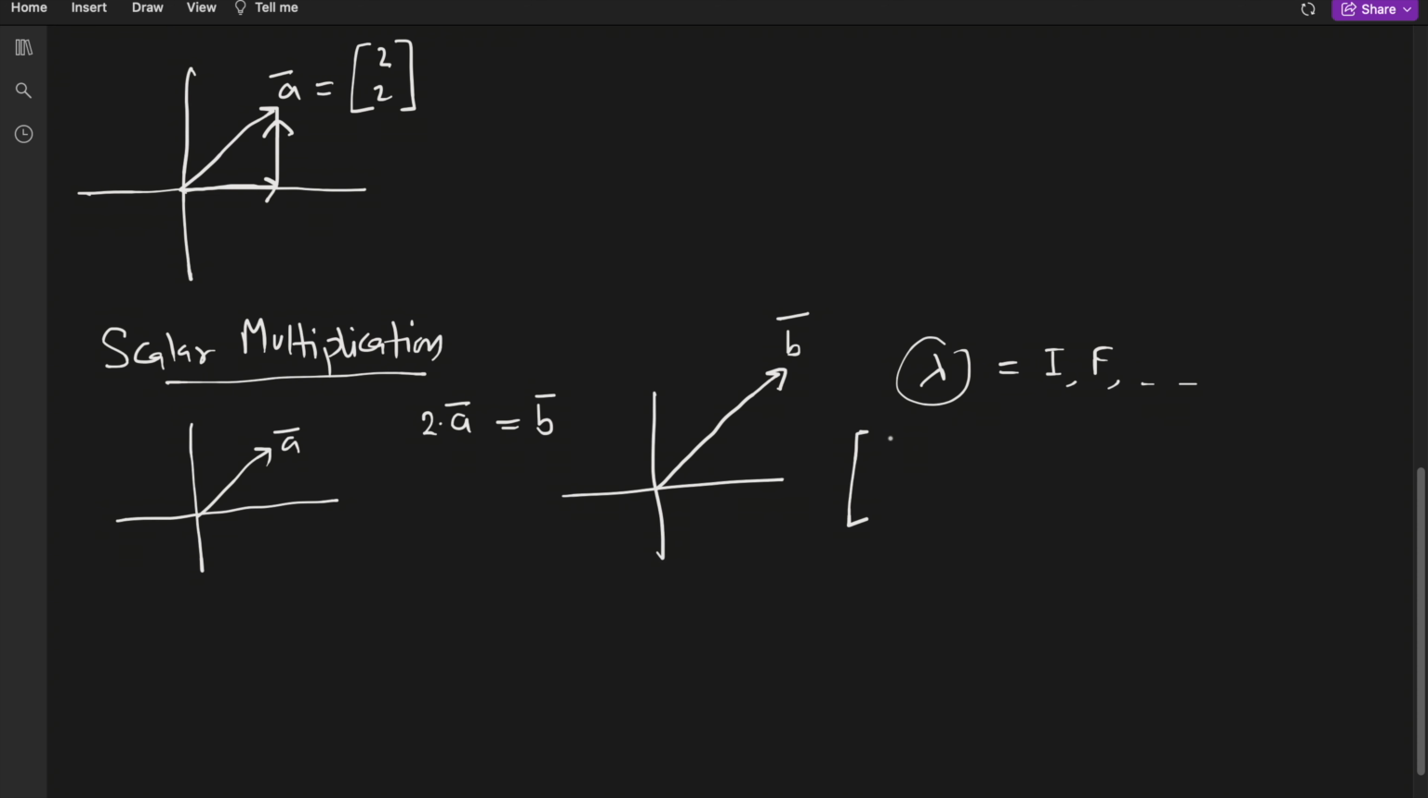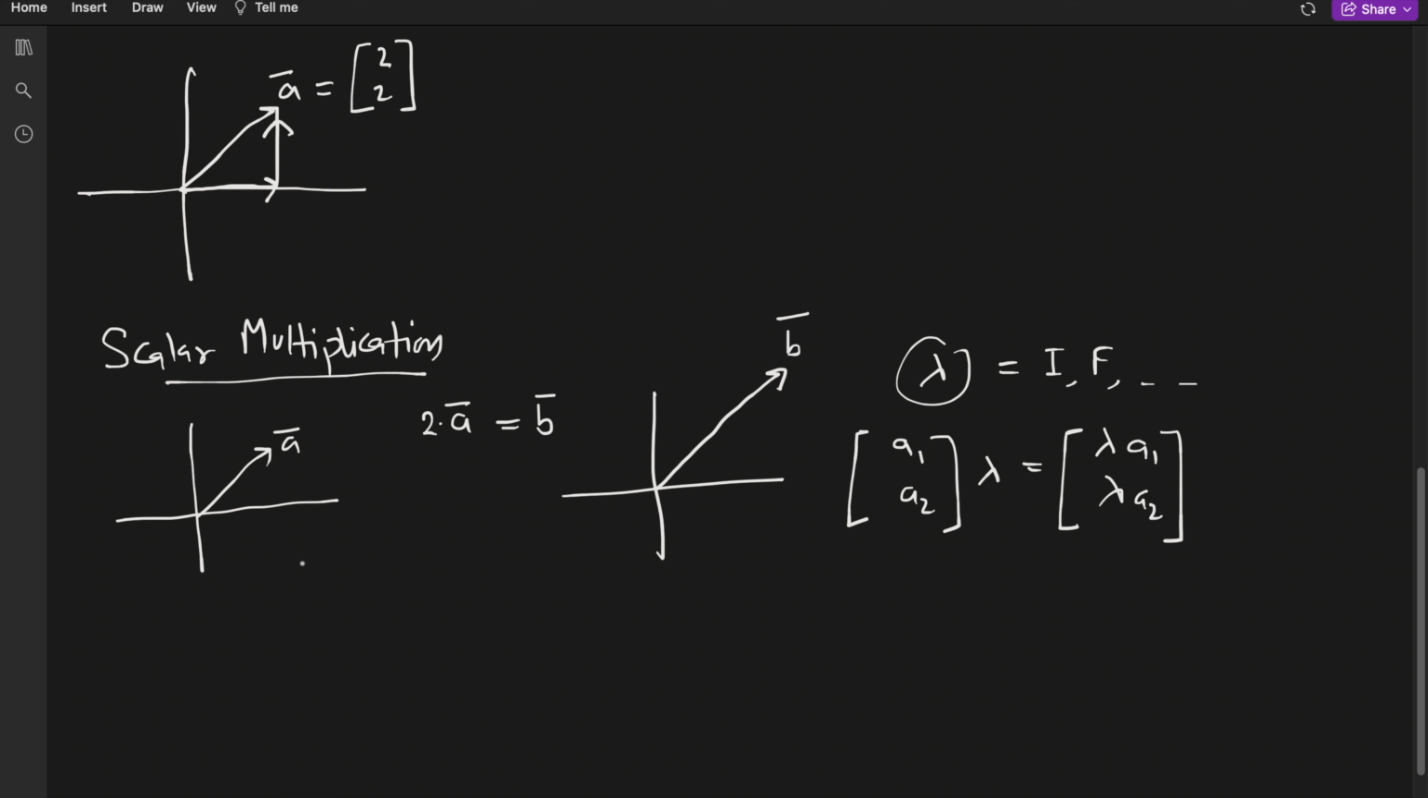For example, we have this column vector a with a1, a2 as its xy components. If I multiply it with a scalar lambda, then this scalar will be simply multiplied by all the components. So it will be lambda a1 and lambda a2.